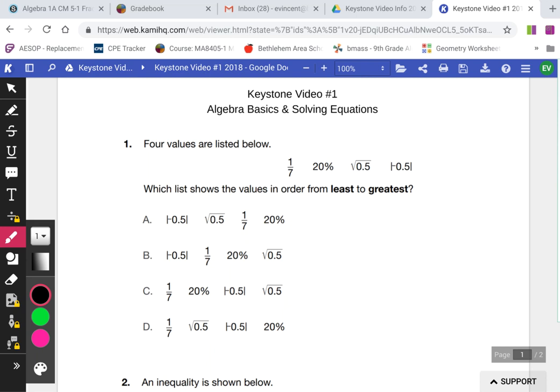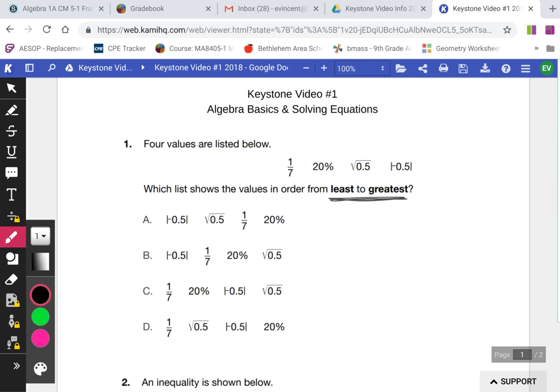This is the first video in a series of 7, and it has to do with algebra basics and solving equations. So question number 1 says 4 values are listed below: 1/7, 20%, the square root of 0.5, and the absolute value of negative 0.5. It's really hard to compare them right now, and that's what we have to do because our question is which list shows the values in order from least to greatest. Remember, least is the smallest one. So we kind of have to figure out which one is the smallest of all of these.